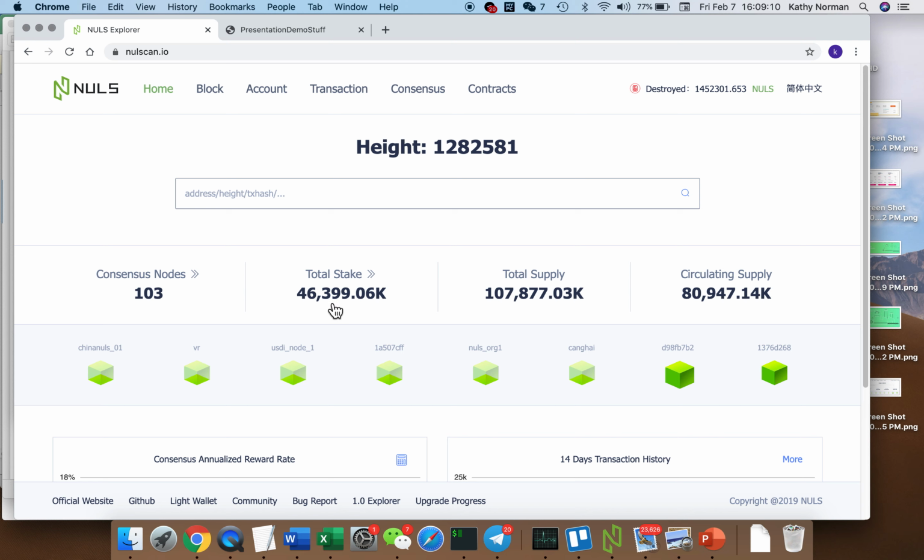The total number of NULS that are staked in consensus nodes is 46 million. The owners of these staked NULS are paid some small amount of a NULS every time the node that they're staked in processes a block. Now, the total supply of NULS available, or actually created, is 107 million. The NULS that are available to be traded are 80 million at this point in time.